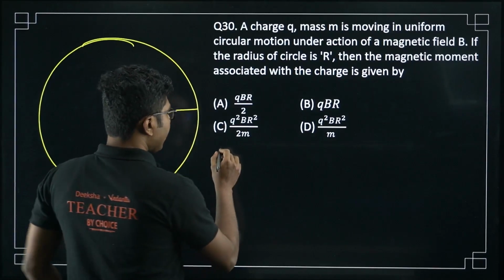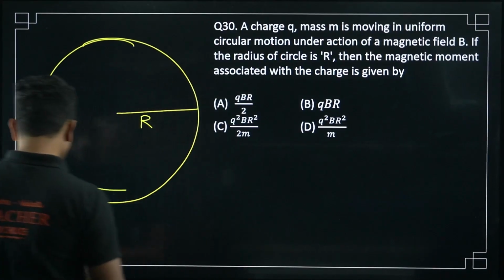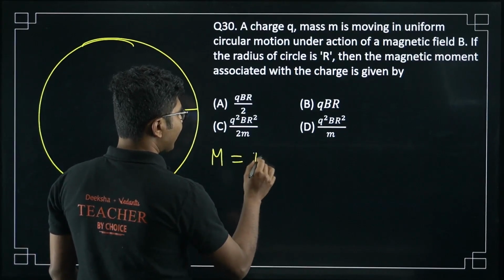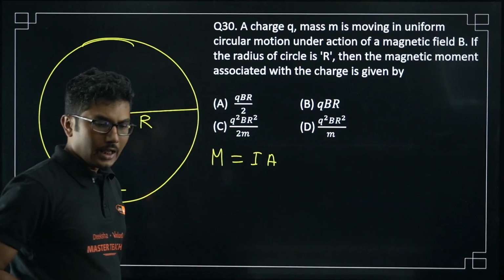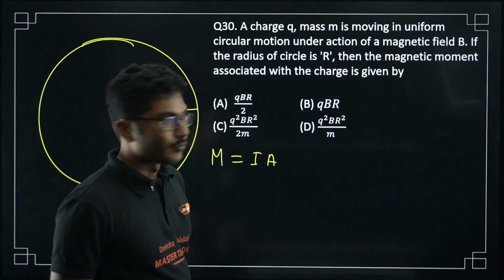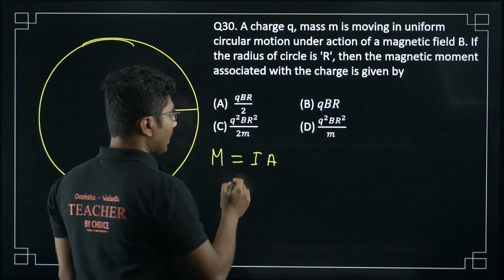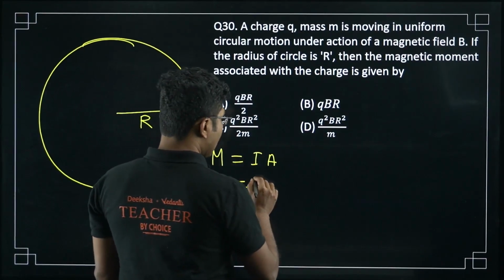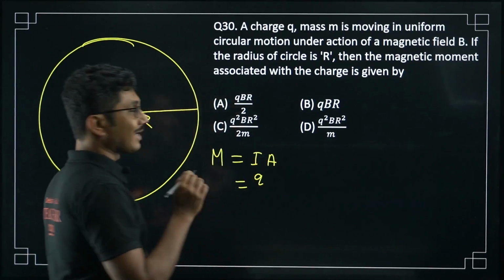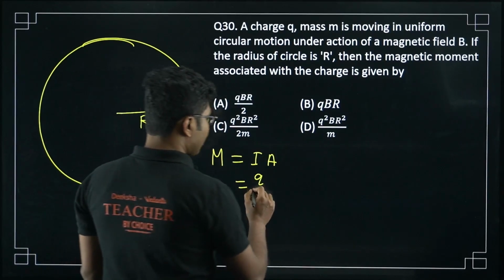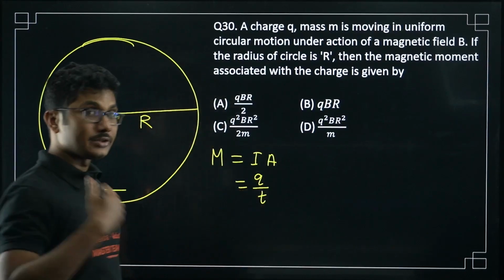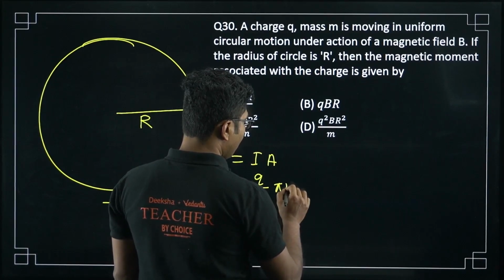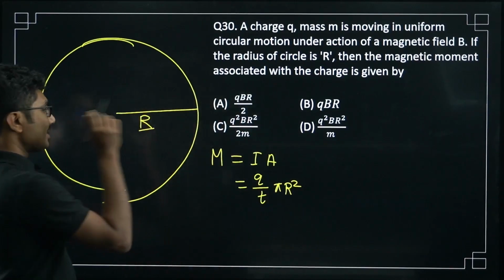Now the magnetic moment is basically given by M equals current into area, right? So this one we know. This is a little bit trickier answer. If you know the answer for this particular question, you can answer it, but otherwise it will be slightly trickier. So what we know is that current is basically charge divided by time. Now time is not given in this question, but area is given by pi r square. R is given, radius is given.